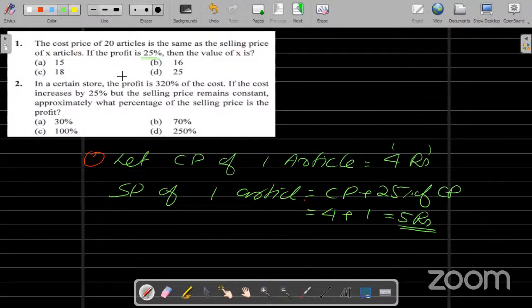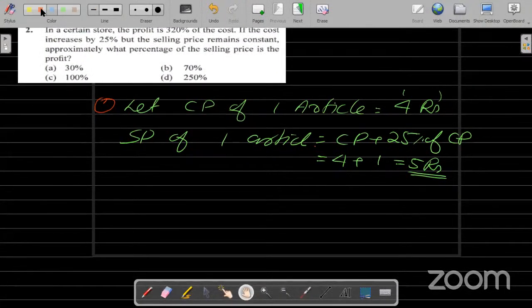Now, it is given in the question, and that statement is the important thing: the cost price of 20 articles is the same as the selling price of X articles. That is what is given. So the cost price of 20 articles is the selling price of X articles. Okay. Now, what is the cost price of 20 articles? The cost price of one article is 4 rupees. So the cost price of 20 equals the selling price of X. We need to get the value of X.